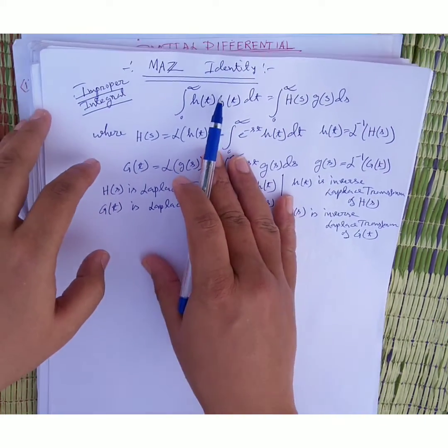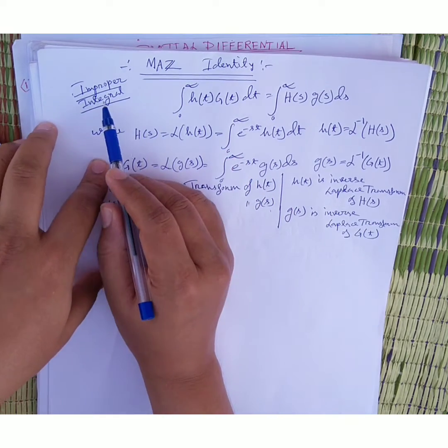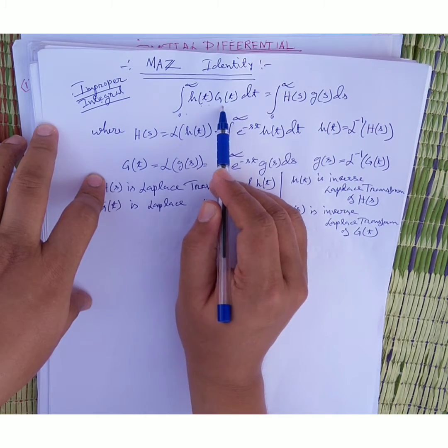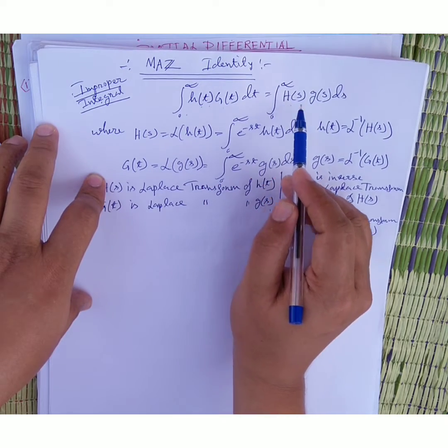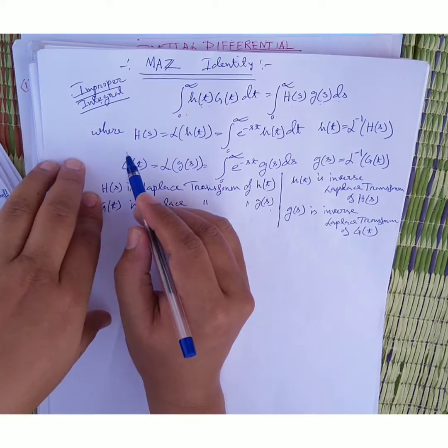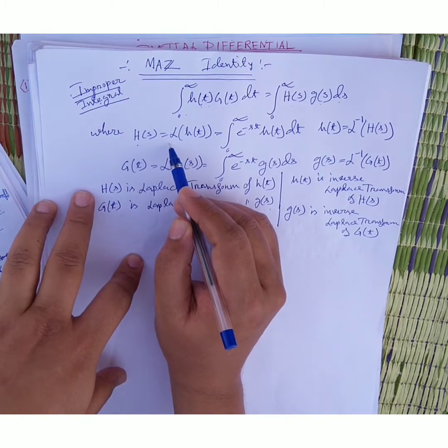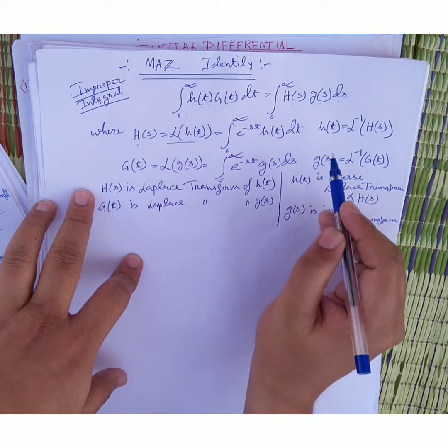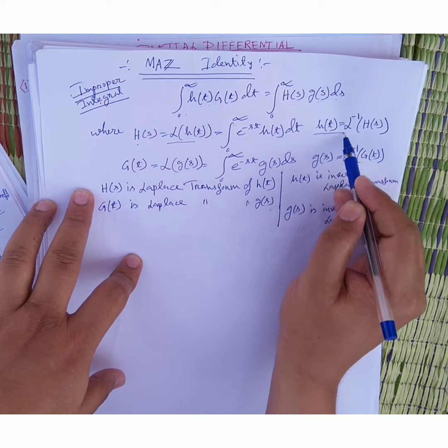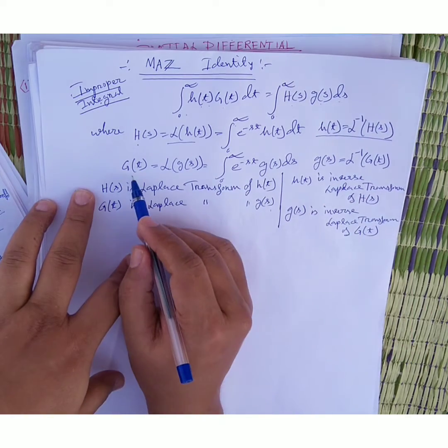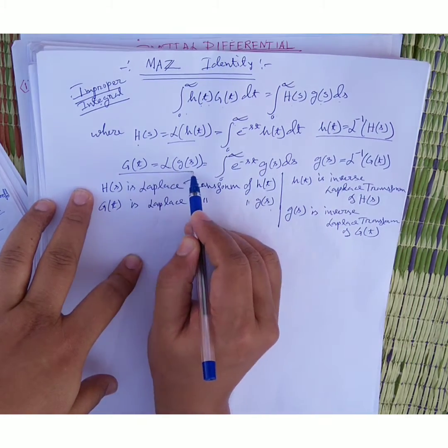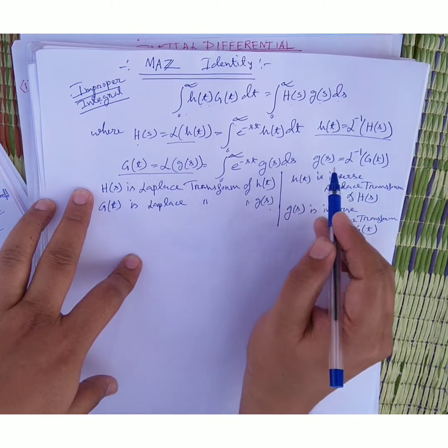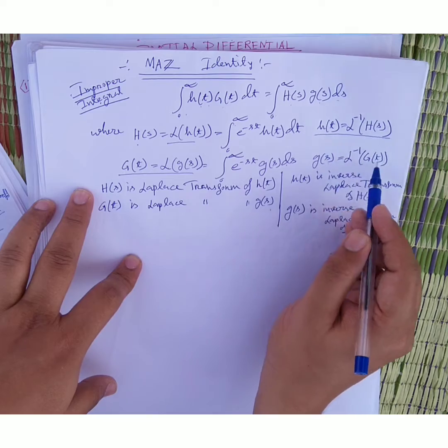Today I want to discuss the Parseval-type identity for improper integrals. The integral from 0 to infinity of h(t) G(t) dt equals the integral from 0 to infinity of H(s) g(s) ds, where H(s) is the Laplace transform of h(t), equal to the integral from 0 to infinity of e to the power minus st h(t) dt. Then h(t) is L inverse of H(s), and G(t) is the Laplace transform of g(s), with g(s) being L inverse of G(t).